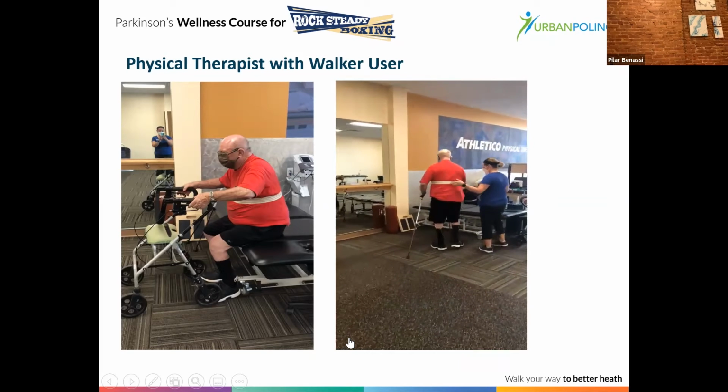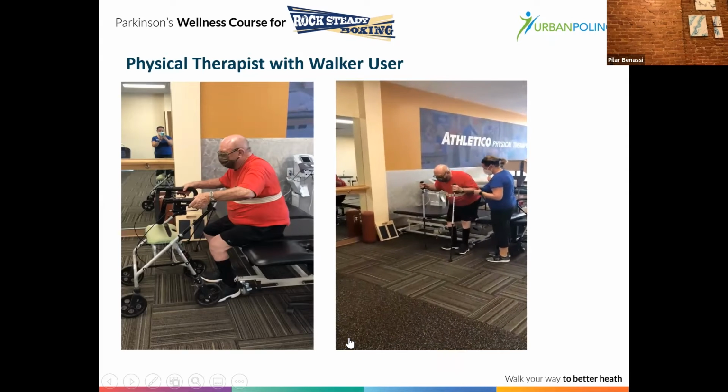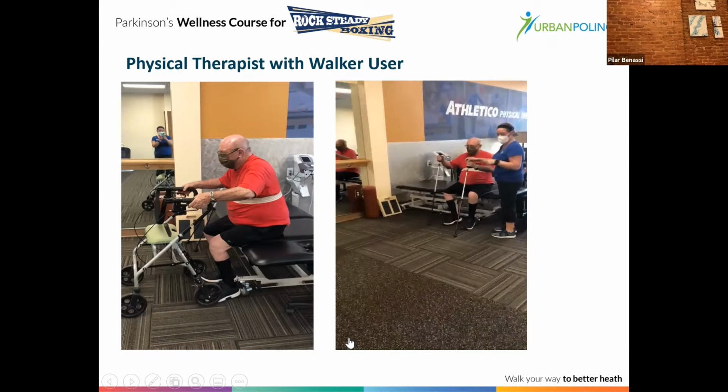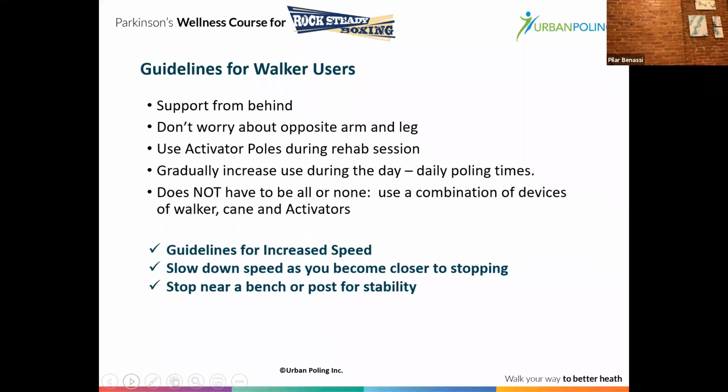And of course, she's just taking him for a very short distance to begin with as well. And so she's just making sure that that transition is very gradual, that he's doing those sessions with her initially until she determines that he is a suitable candidate. So you would gradually increase the use if you wanted to gradually move them from the walker to the poles. And again, it doesn't have to be all or none. You can use a combination. Some therapists actually use a combination of walkers, canes, and activator poles.